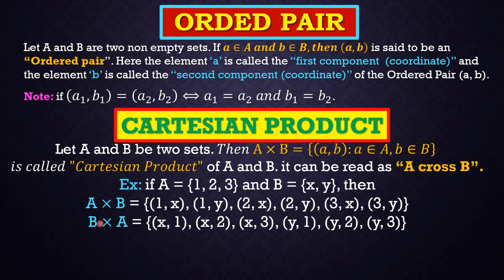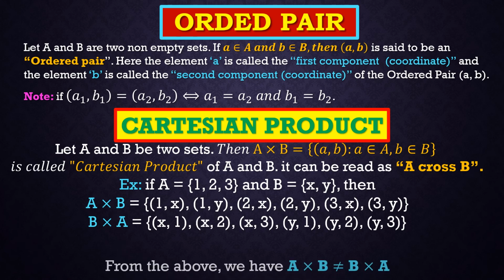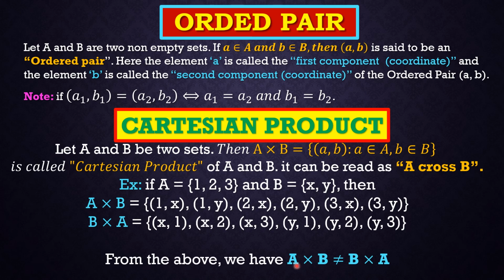So if in two sets at least one element is not equal, then those sets are not equal sets, like unequal sets. So from both these Cartesian products, we have to observe that A cross B is not equal to B cross A, because the ordered pairs are always not equal in both Cartesian products of the sets A and B. So this is the definition of Cartesian product.